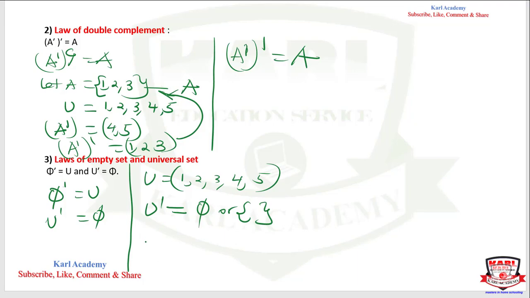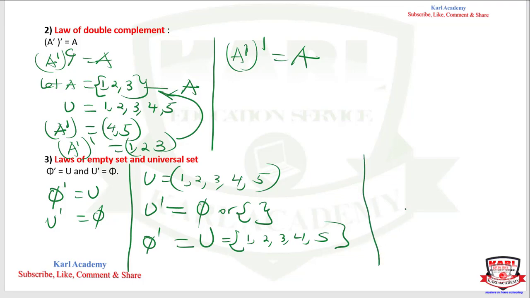Then again we are talking of the complement of an empty set, and know that the empty set has no elements. Now the complement of an empty set will automatically be the universal set. The universal set here will be {1, 2, 3, 4, 5}, and that shows that empty set complement equals universal set, and universal set complement equals null set, and that is how we prove that one.